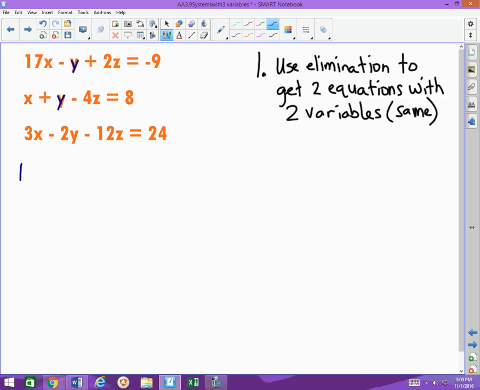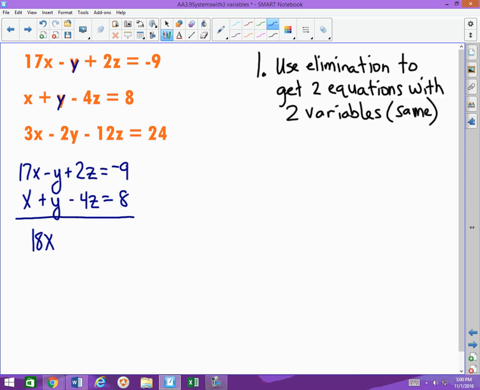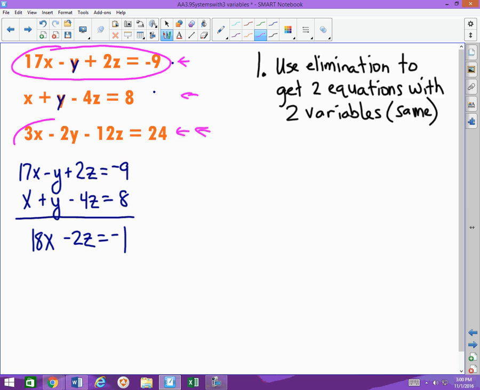And if you take those two equations and you add them together, you would get 18x minus 2z equals negative 1. Since we eliminated y from the first two equations, we now have to eliminate y a second time, either using the first equation and the third equation, or the second equation and the third equation. And so we're going to take the first one and the third one.